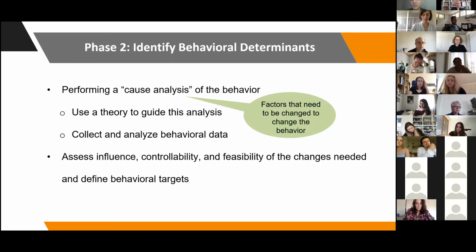So you identify the determinants of the behavior, and then you assess how much control you have over those determinants. You will focus on the determinants that are influential, and at the same time, you have control over. If you pick something that you cannot modify, what's the point of conducting a behavioral change process? So you identify the factors that you need to change, and then you focus on the factor that you can feasibly change with the resources you have.